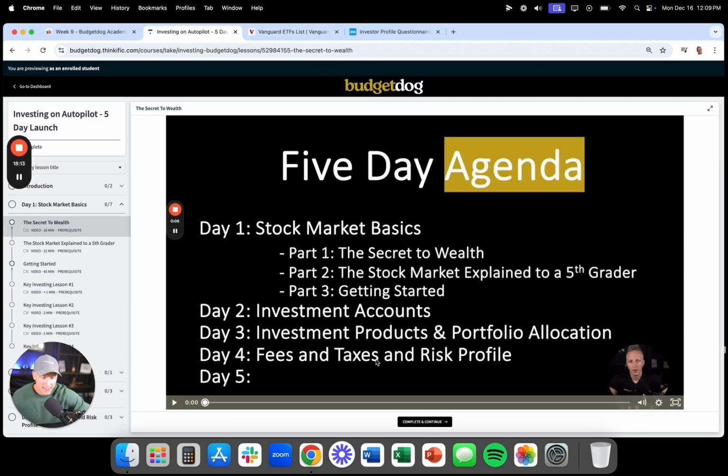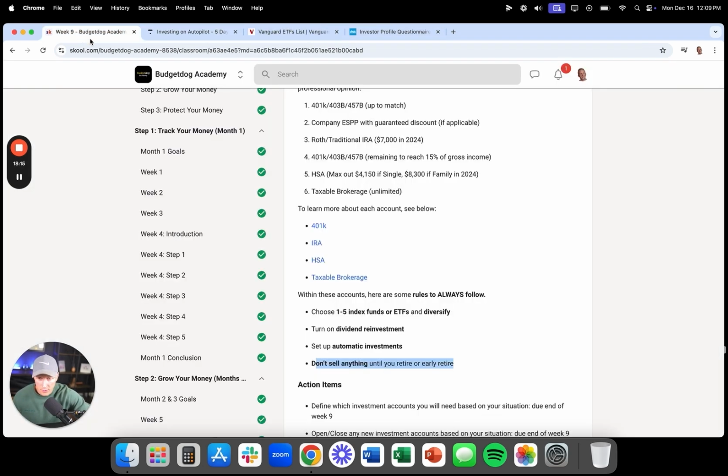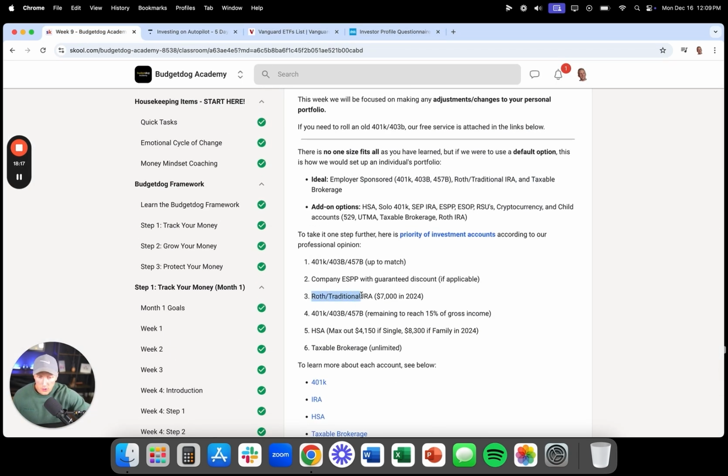My next thing is taxes. Going back to week 9, this Roth, traditional, and also taxable, I have to understand the difference between how those are taxed. Like I said, Roth, taxed now, benefit later. Traditional, benefit now, taxed later. Super simple. Taxable has a little bit different of a rule set.